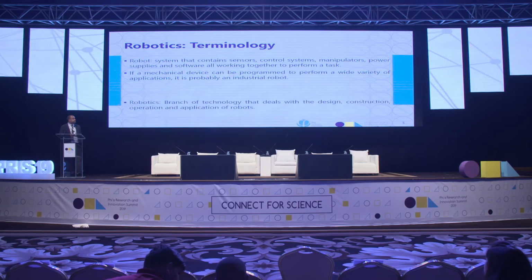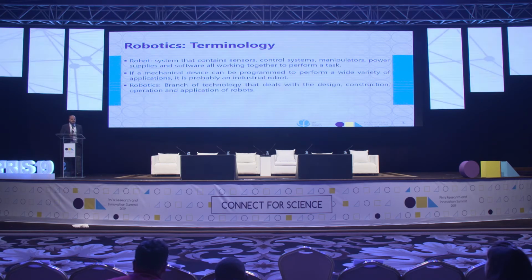First of all, as a terminology, we know that a robot is a system that contains a lot of sensors, control systems, actuators, and power supplies, and can be programmed to do more than a certain task. Basically, the difference between a robot and a machine is that the robot can be programmed to do a lot of jobs, whereas the machine is usually programmed to do a specific task.